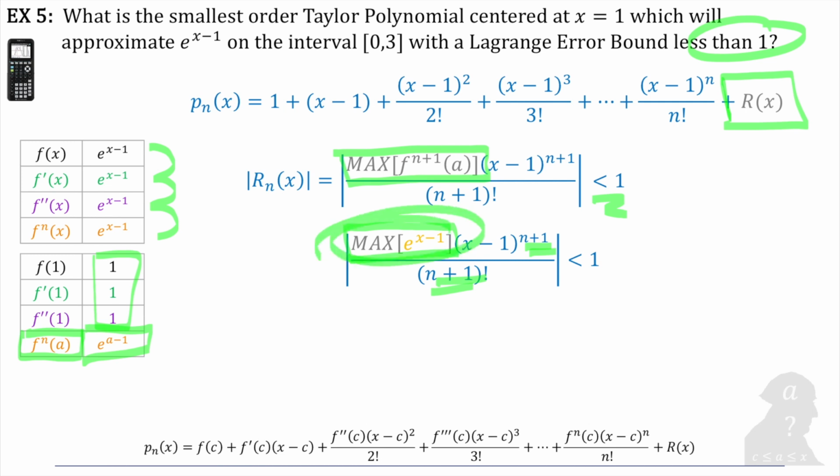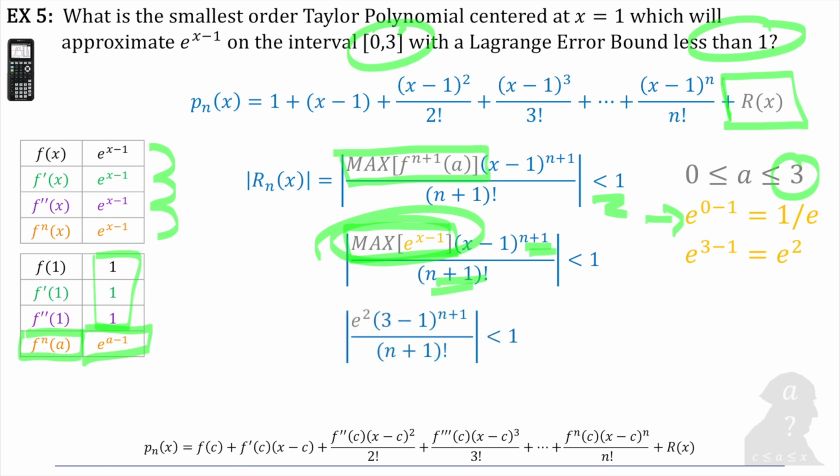Now, what do we do about that? Well, let's look at here. We're going on the interval between 0 and 3. So a has to be somewhere in between there. So if we plug in 0, e to the 0 minus 1 is 1 over e. If we plug in 3, e to the 3 minus 1 is e squared. E squared is bigger, so that's going to be the maximum.